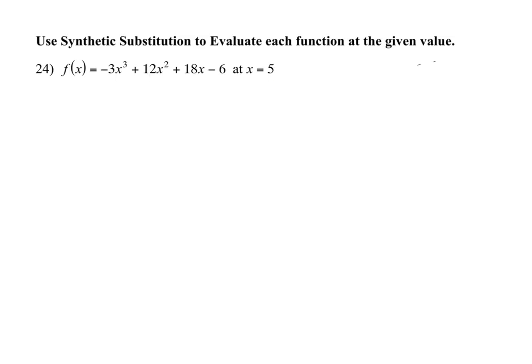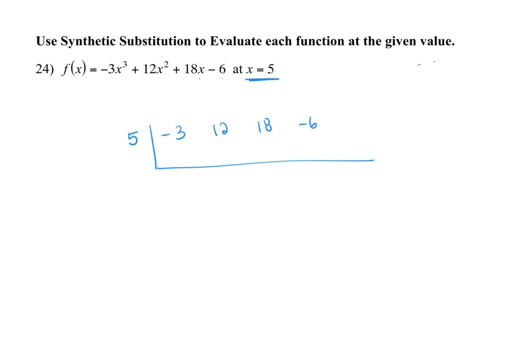Synthetic substitution means use synthetic division, but I only want the remainder, okay? Basically, it's saying use synthetic division to tell me what would happen if you plugged in a 5. When it is synthetic substitution and they give it to you like this, you don't change the sign. So I'm going to do the same process. I'm going to use my coefficients, negative 3. I'm going to make sure that I have a cubed, squared, 1, and a constant. If I do not have one of those, I need to put in a 0. I'm not going to change the sign of that 5, and I'm going to do synthetic division here.